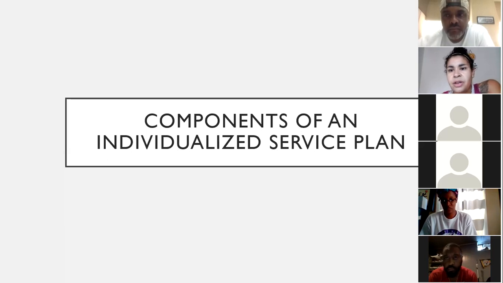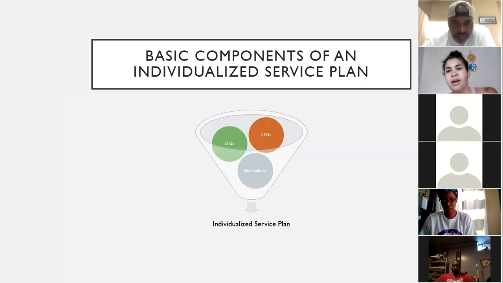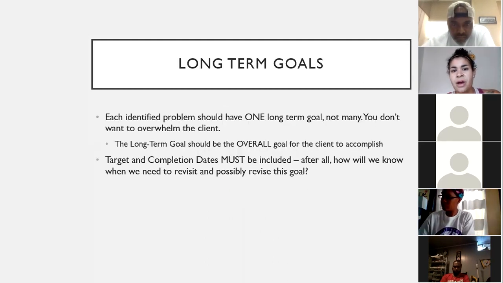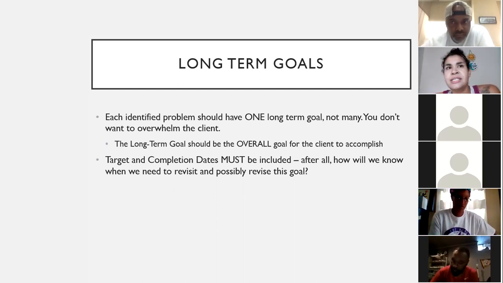So there are different components of a treatment plan. The basic components are long-term goals, short-term goals, and interventions. Each identified problem should only have one long-term goal. You don't want to overwhelm the client with 4 or 5 long-term goals. Your long-term goal is a very broad, overarching goal. It might be something like, client will reduce symptoms of anxiety to improve daily functioning. That is an example of a long-term goal.